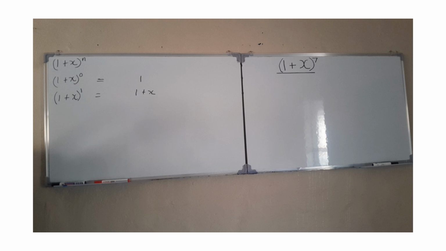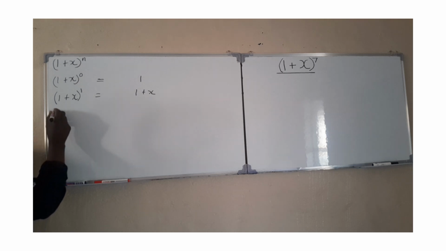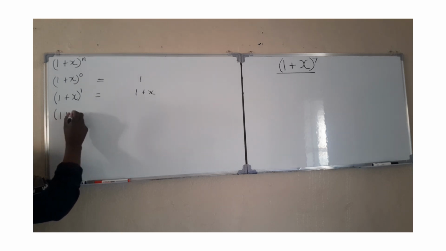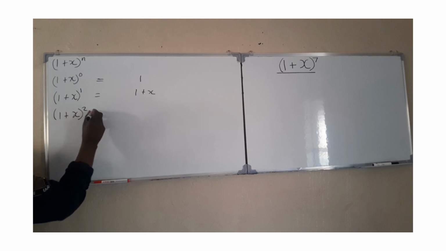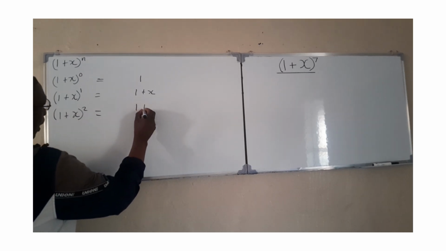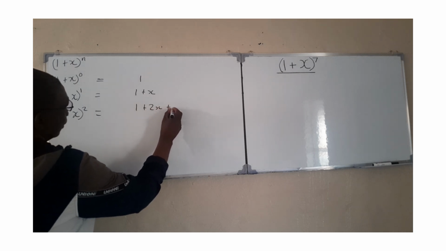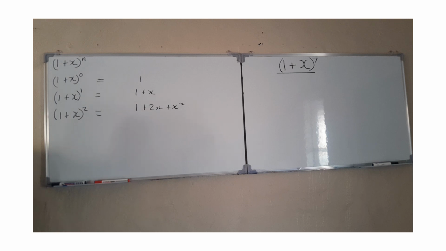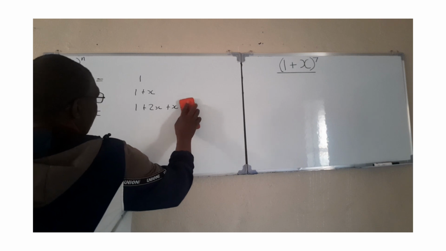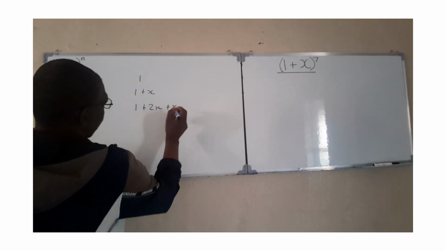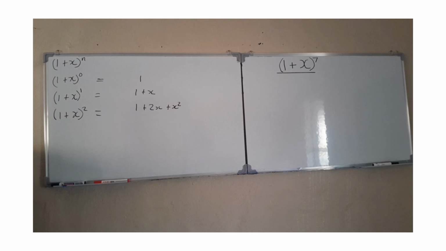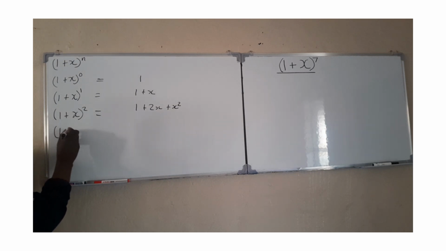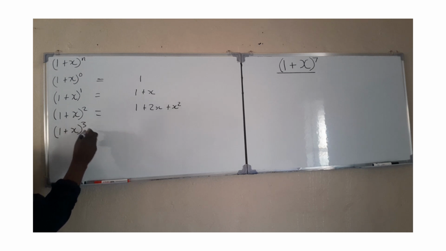What about n is equal to 2? We have 1 plus x to the power 2 is equal to 1 plus 2x plus x squared. It's the good old quadratic expression there, but my 2 doesn't look pretty. Let me try and sort it out. Okay, so there you are. That's x squared.